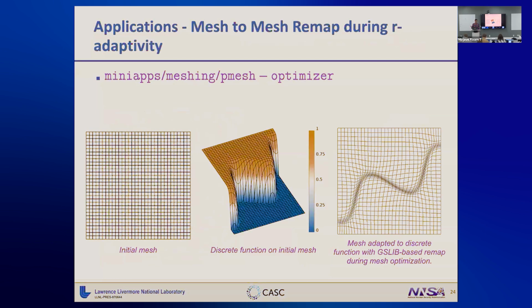We also use this functionality for mesh-to-mesh remap during our adaptivity. So in this example, you have a uniform mesh and a discrete function with sharp gradients that this mesh is obviously suboptimal for. And with TMOP, we can optimize this mesh to adapt to it. And during this adaptivity process, after each Newton iteration, as the nodes move, we remap the field from your initial mesh to the current positions. Works pretty well.